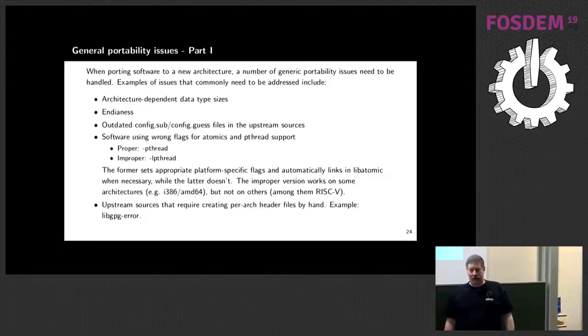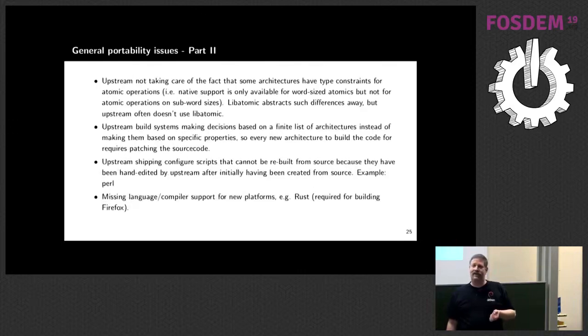Then there's type constraints. We have atomics, but on RISC-V, atomics are only supported on native word sizes, not on smaller objects. The PC architecture allows using atomics on arbitrary object sizes. That's not the case on RISC-V. We have libatomic, which abstracts that away, so if people use libatomic, that's not a problem. But again, many upstream projects just assume that atomics work on arbitrary sizes because that's just the case on PCs. But that's not true for all other architectures.